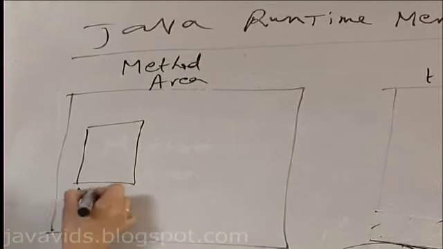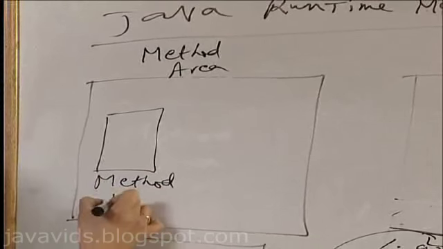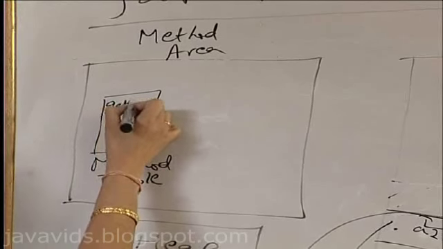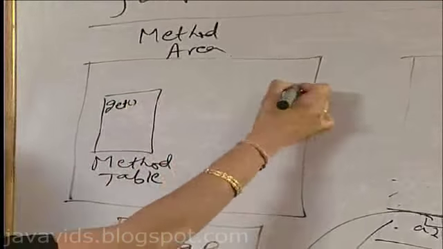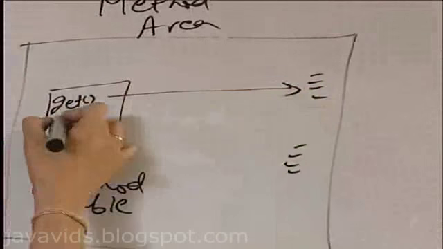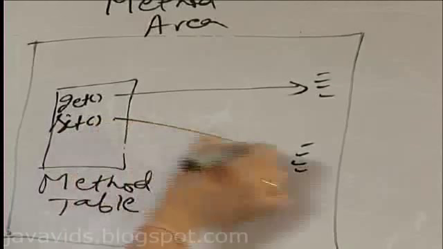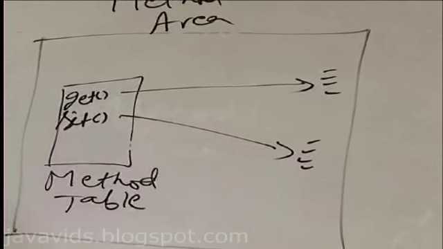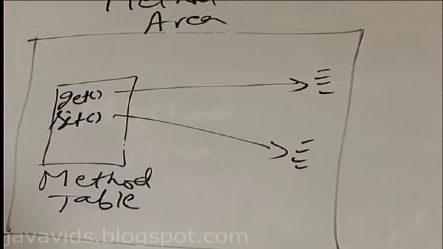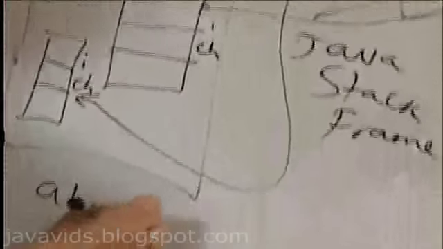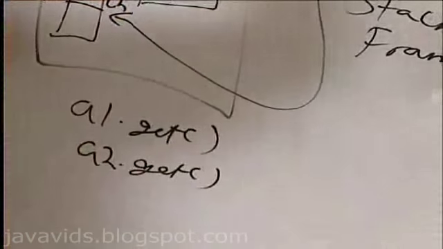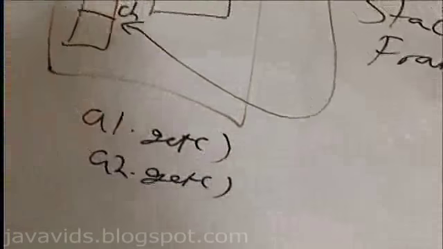In the method area, you will have something called a method table, which basically says, this is the method I have, and the method would be loaded in some memory space in the method area. It points to that memory space. It holds an address of that memory space. Every object that you create for that particular class, if I say a1.get or a2.get, ends up calling this and executing the same get method.